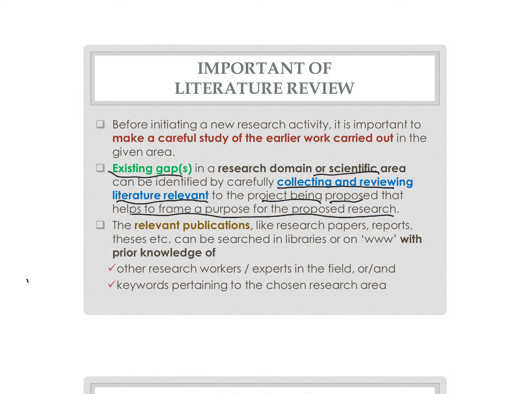Okay, so literature may help you to find the existing gap and may help you to focus on what type of system or what type of project that you want to propose. So the relevant publication like research papers, reports, theses, etc. can be searched in the library with prior knowledge of other research workers, experts in the field, or keywords pertaining to the chosen research area. So cara awak nak search ialah macam mana nak cari. Macam mana nak cari artikel?